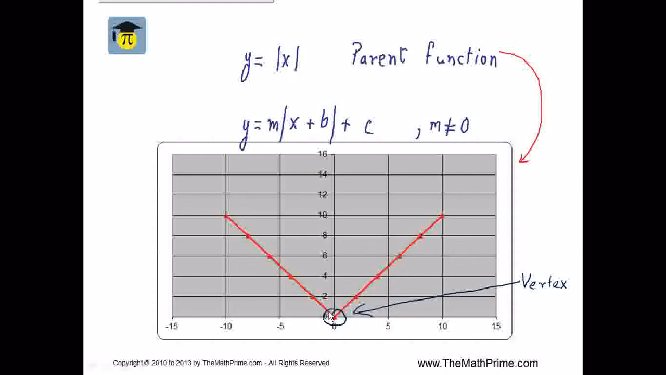The point at which the graph changes direction is called the vertex, and its coordinates x and y are given by minus b over m for the x coordinate, and c as the coordinate of the y axis. So for the parent function, as c is equal to 0, your y coordinate is 0, and as b is equal to 0, the x coordinate is 0.